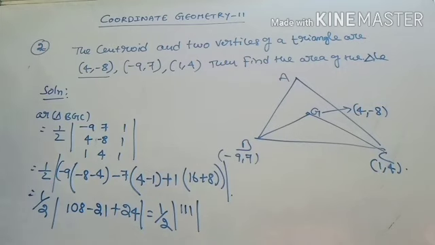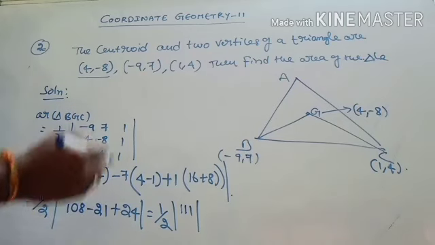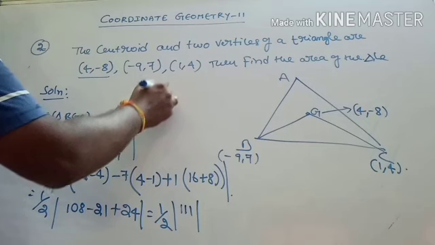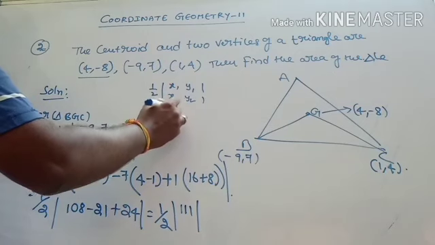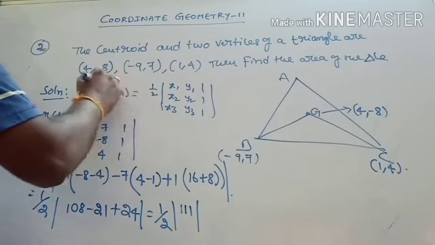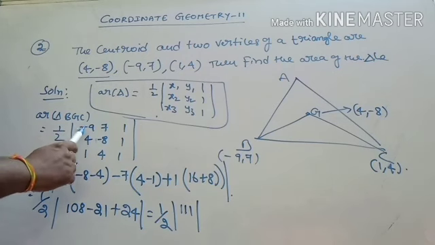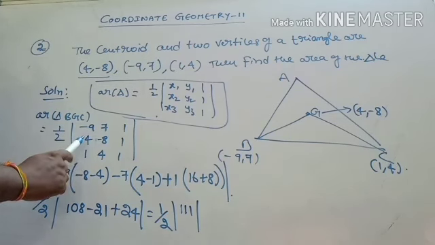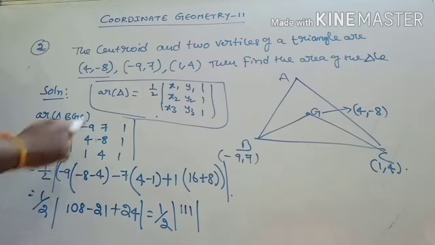Now, how are we going to find the area of triangle BGC? The area of any triangle with vertices (x1, y1), (x2, y2), (x3, y3) is half of the determinant with rows x1, y1, 1; x2, y2, 1; x3, y3, 1. We can use this formula if we know the 3 vertices. Now (x1, y1) is (-9, 7), 1; (x2, y2) is (4, -8), 1; (x3, y3) is (1, 4), 1.